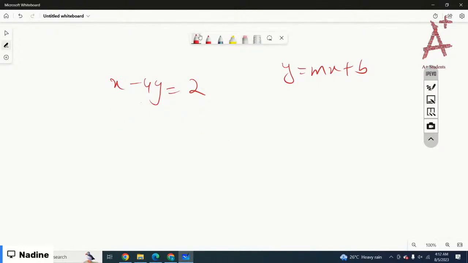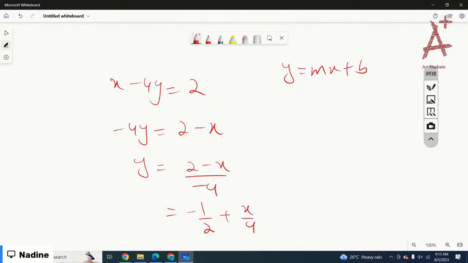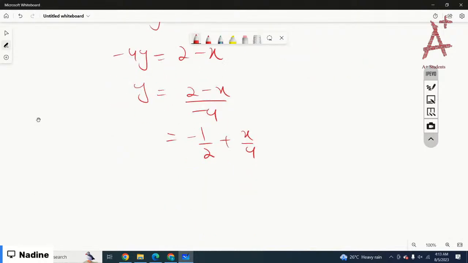Let's just isolate y from negative 4y equals 2 minus x. Just divide this side by negative 4, right? So it would be 2 minus x over negative 4. So it would be negative 1 over 2 plus x over 4. And you can rewrite it like this: y equals 1 over 4 x minus 1 over 2, right?